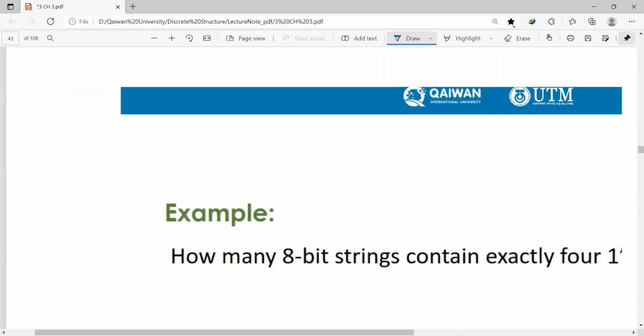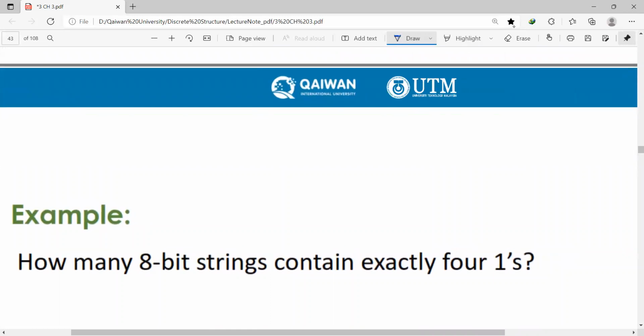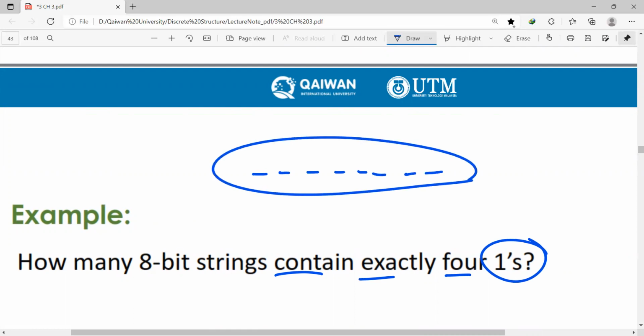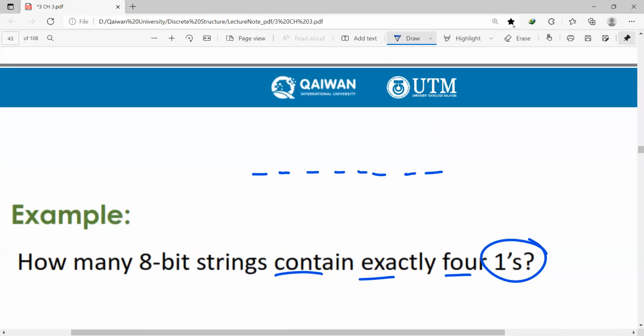We now have another example. It says, how many 8-bit strings contain exactly 4 ones? In strings, if we have 8-bit strings, that means we have 8 positions, 1, 2, 3, 4, 5, 6, 7, 8. We have 8 numbers, and each is either 1 or 0. And here it says in how many ways we can create 8-bit strings to contain exactly 4 ones.